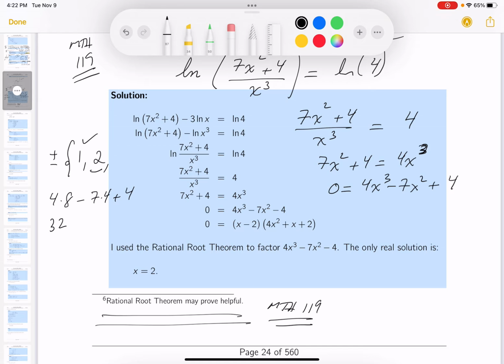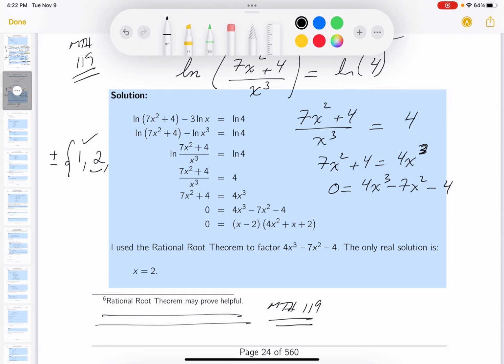Did I do that right? 4 times 8 is 32. 7 times 4 is 28. Plus 4. Ooh, I just made a mistake and I just realized it. Sorry about that. This is not plus 4, it's minus 4. Sorry, I made a mistake. By the way, let me go back to the 2.